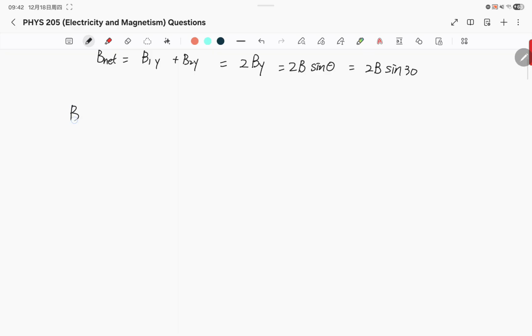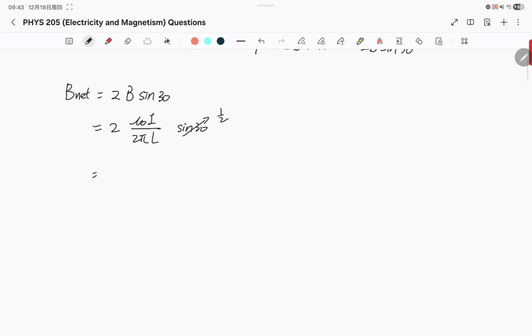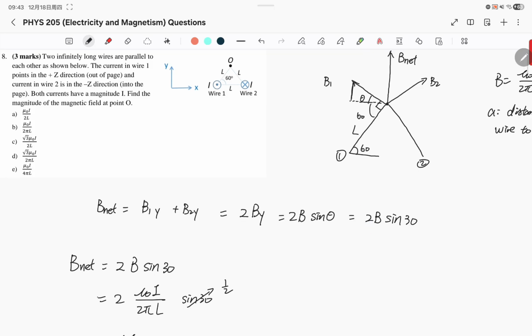So we can say that B net is equal to 2B sine theta, and B is mu naught I over 2 pi L, times sine 30. And sine 30 is just 1/2. The 1/2 and 2 are going to cancel out. So in the end, we are left with mu naught I over 2 pi L. And that is option B.